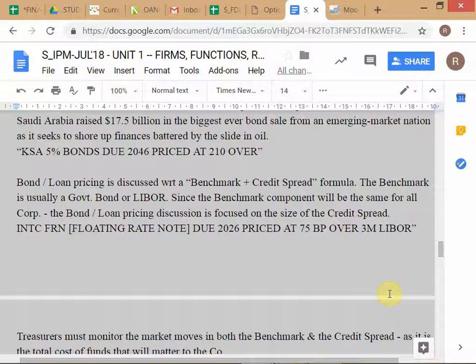Yes, LIBOR is decided depending on the liquidity in the market. That's why I'm just coming to that. That's why it's called a floating rate note. Is everyone clear about this?